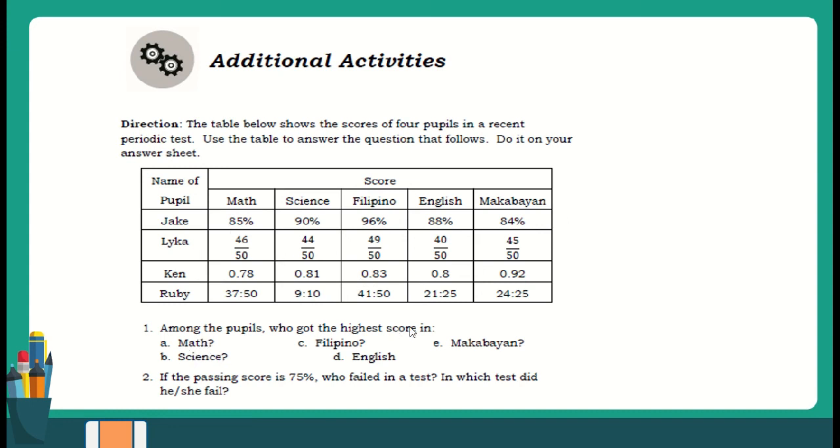Among the pupils who got the highest score in mathematics, who is it? If two, you will write both the answers, both the names. So in science, who got the highest? And for question number 2, if the passing score is 75%, who failed in a test? So, in which test did he or she fail? So you have to give 2 answers for this. Who failed the test and in what subject?